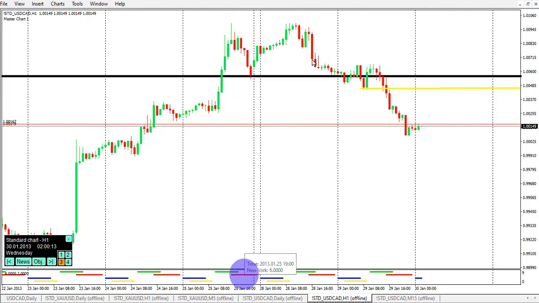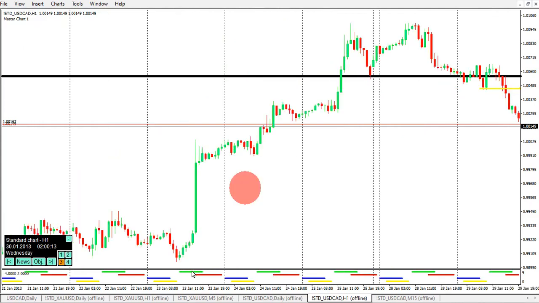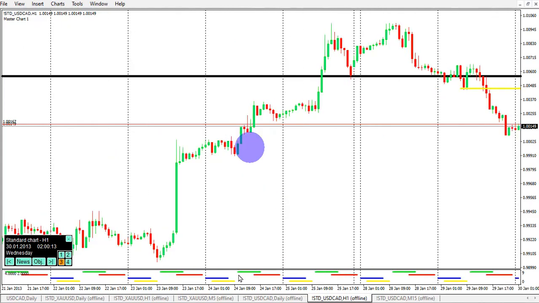All right. If you go into this day, you find out that this movement here happened during what? The London session going to New York session. You come here, look at the explosive move that happened here. London going to New York session. Look at the explosive move also.